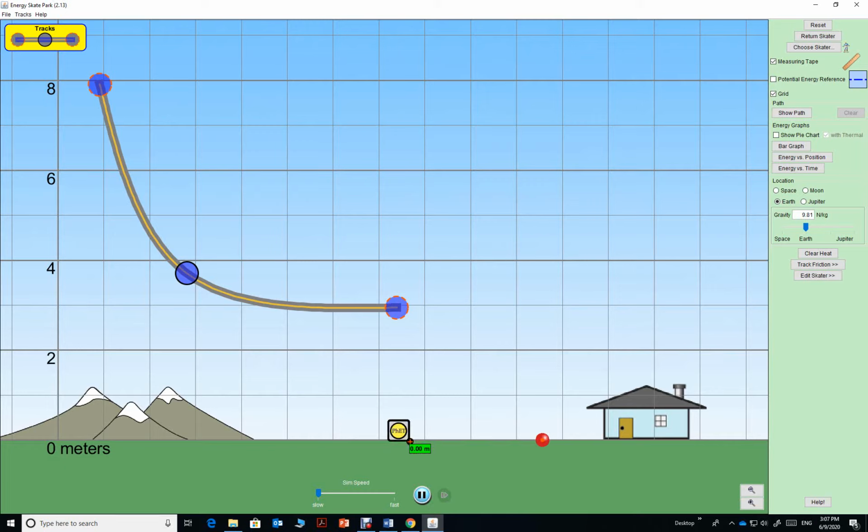Okay, I'll keep it at this point. And what more things do I have to choose? As you see here, track friction, there is no friction, it's at 0. Okay, keep it at 0. Non-conservative forces are negligible. What do you need more? That's it.